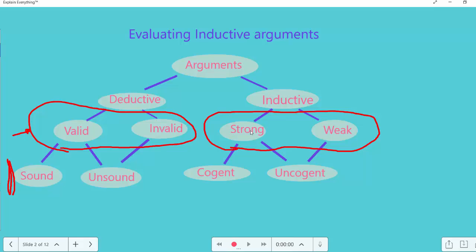And it's truth-preserving in a probabilistic sense, not this all or nothing sense. But it's got to get us over a certain percentage of likelihood. And if it does that, then it's a strong argument. If it fails to do that, it's a weak argument. And then if an argument is weak, it's automatically going to be uncogent. And that's because cogency requires, in the same way that soundness requires an argument to be valid, cogency requires an inductive argument to be strong and have all true premises.